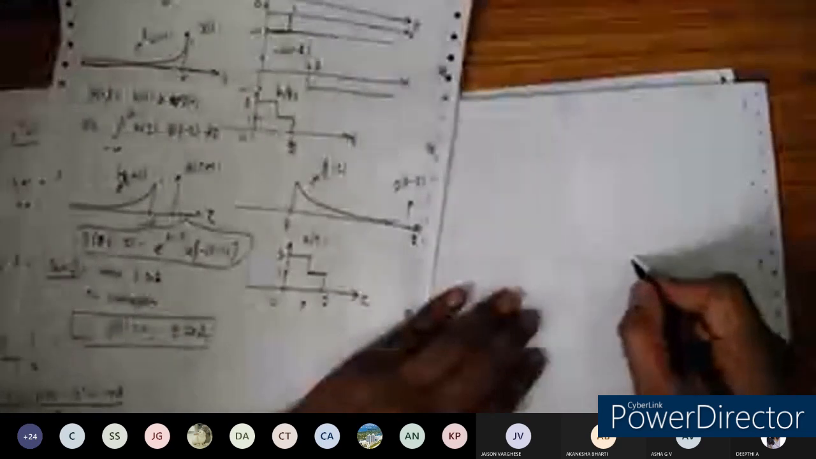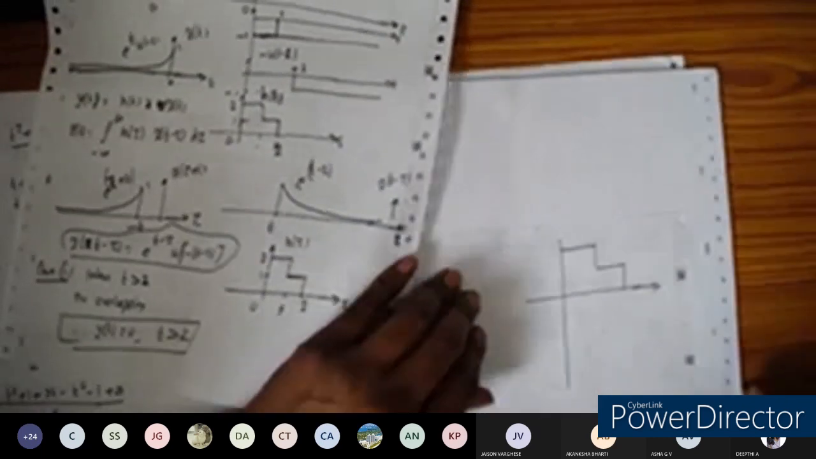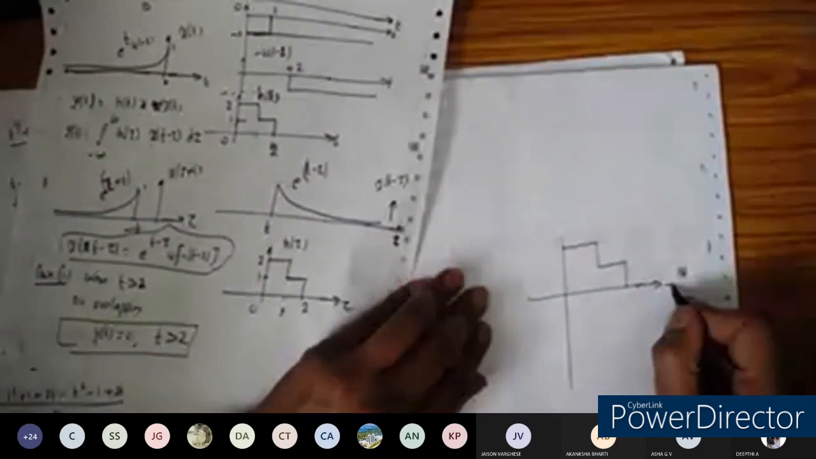So I'm going to draw the waveform. I'm going to move the t towards 0 to 1. So let us plot the waveform. First we'll plot the waveform for the h of tau. Next let us plot for the. Okay, so this is the tau axis. This is the h of tau.